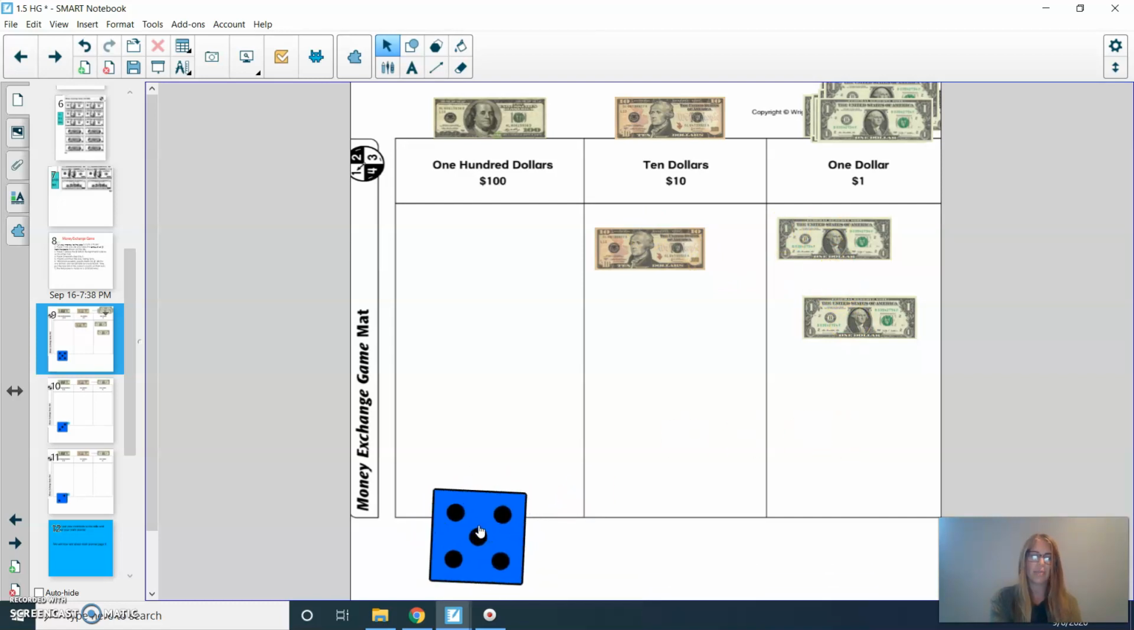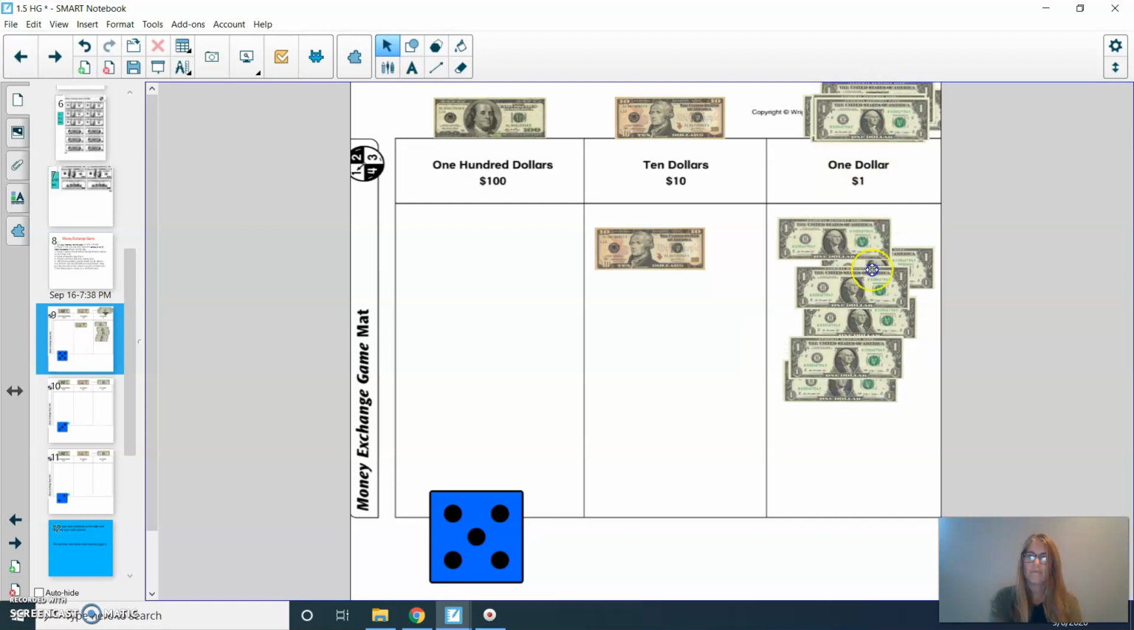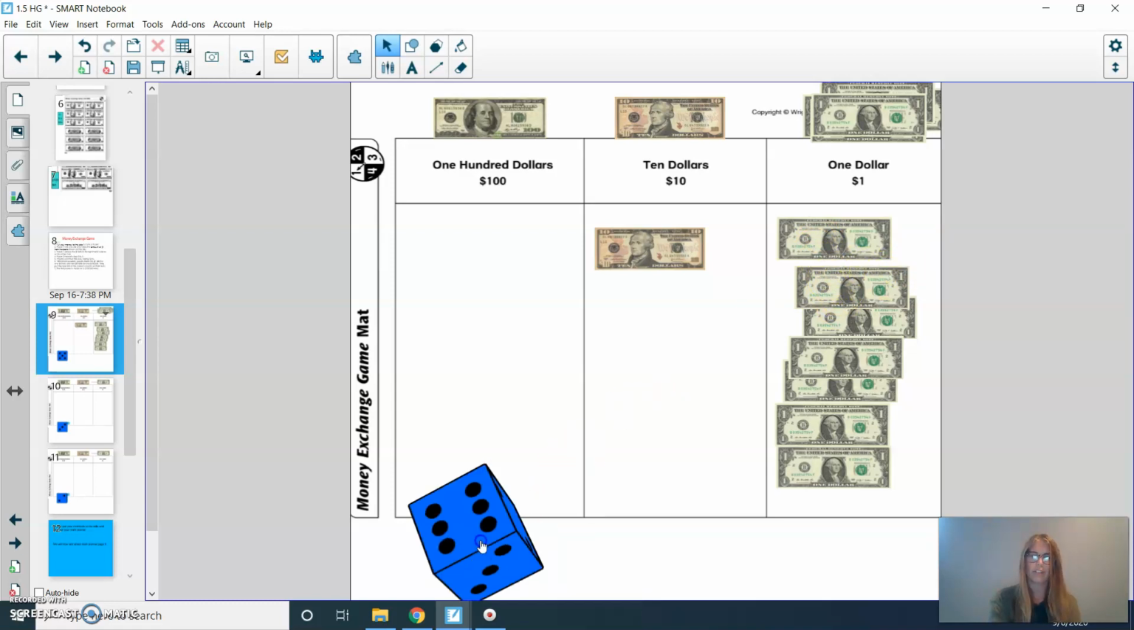I'll do just a couple more rolls for you. So a 5. So now I get to put $5 in there. I have my 1, 2, 3, 4, 5. Notice how I have more than $5. I have 1, 2, 3, 4, 5, 6, 7 because I had $2 from my previous roll. I'm going to do one last roll for you today.